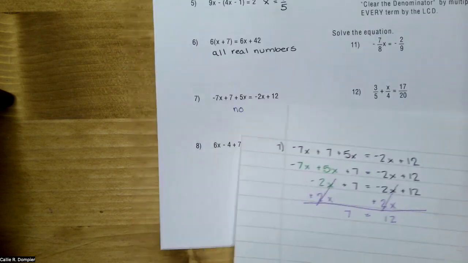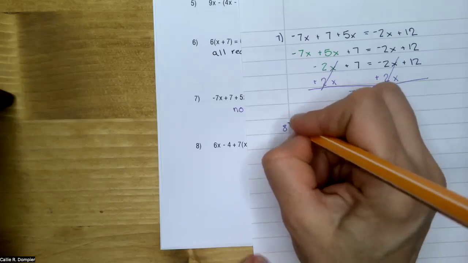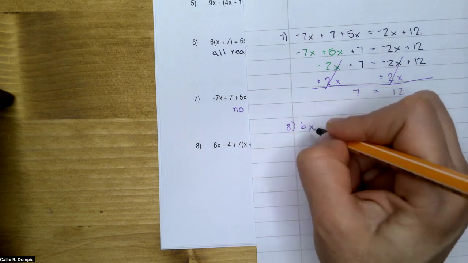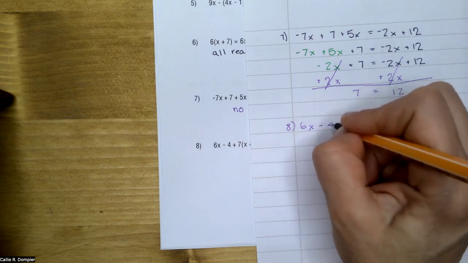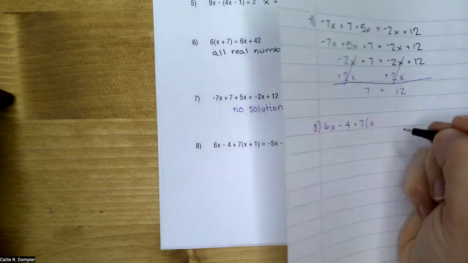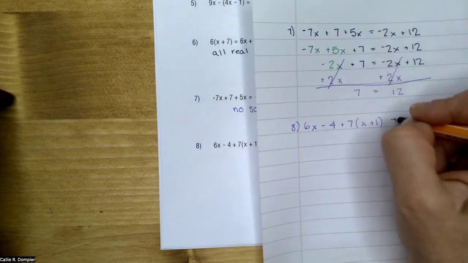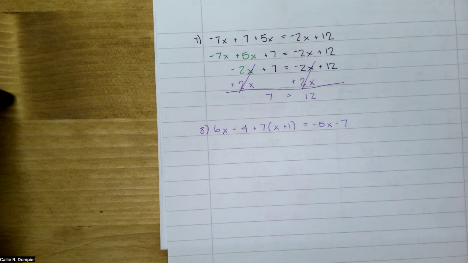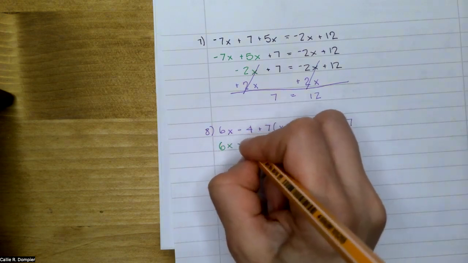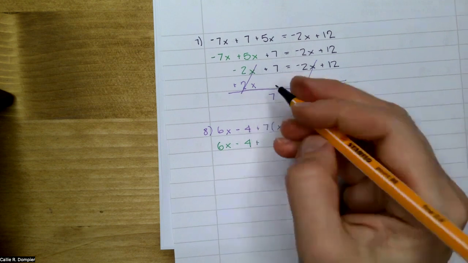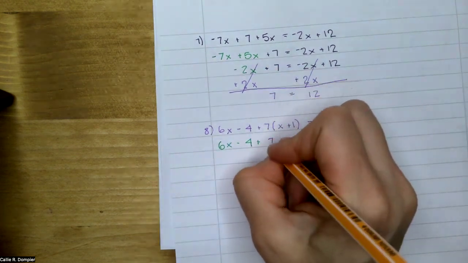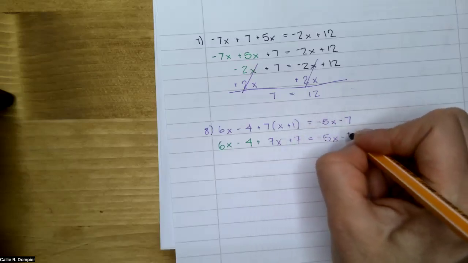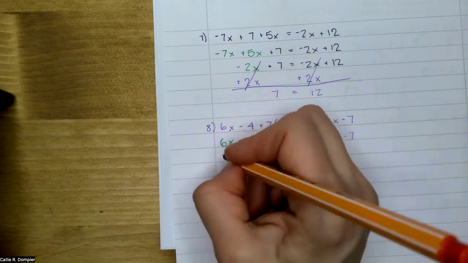Okay? Number 8 is 6x minus 4 plus 7 times x plus 1 equals negative 5x minus 7. I'm going to distribute that 7. 6x minus 4 plus 7 times x is 7x. 7 times 1 is 7. Negative 5x minus 7. Now I'll combine like terms.